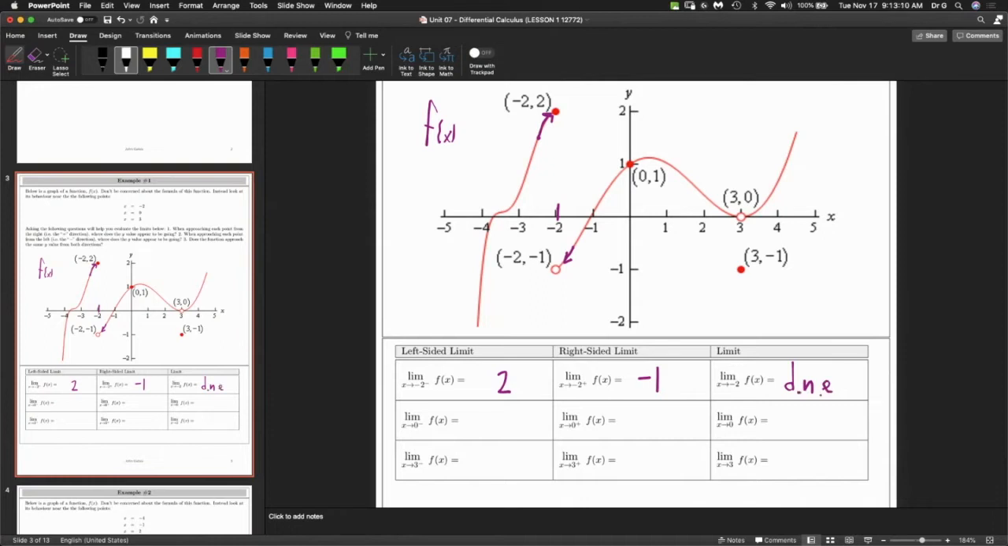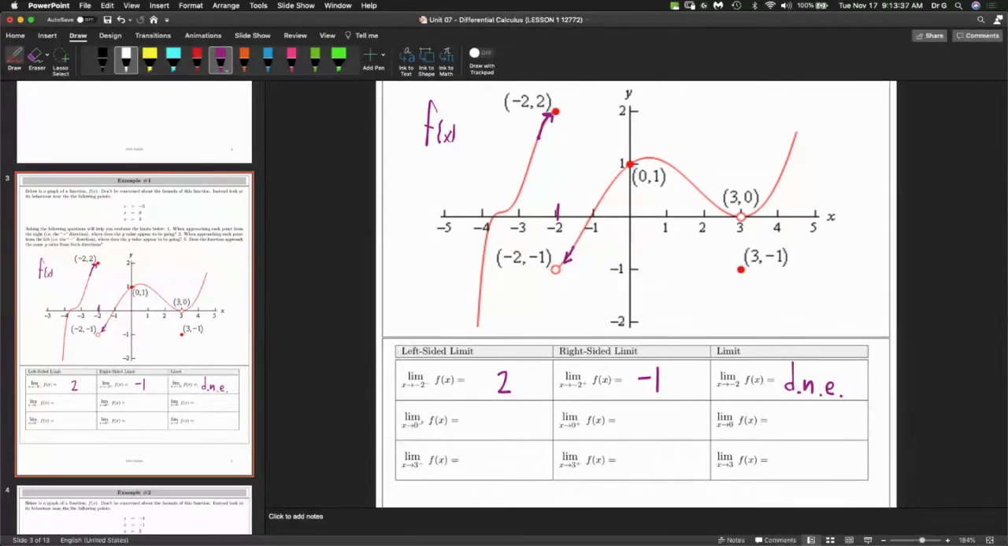What do you think DNE stands for in math? Thank you, Prabidi. Does not exist. This limit does not exist. In order for the limit at some value of x, whatever it is, to exist, both the left and the right limits have to approach the same value.